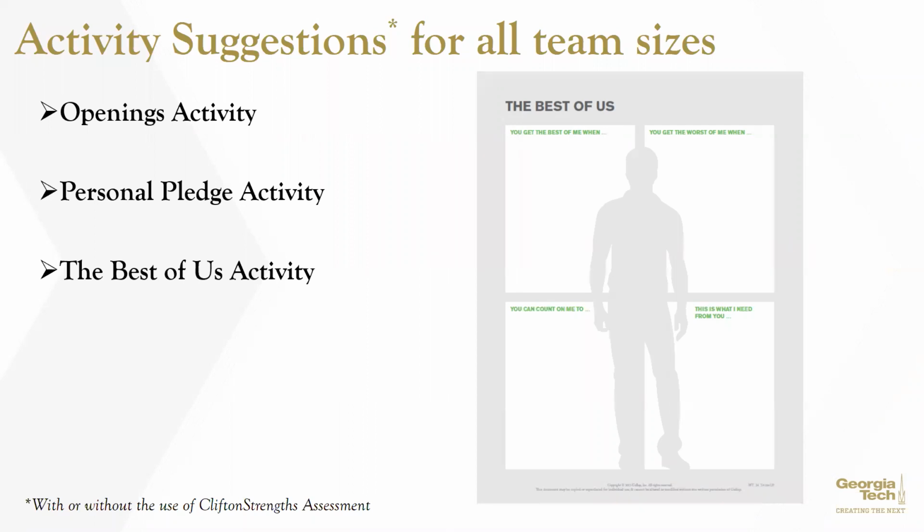It asks four simple questions. You get the best of me when? You get the worst of me when? You can count on me to, and this is what I need from you. And again, you don't have to use strengths language for this, but it gives them a little bit more to pull from to be able to answer these questions and articulate what it is that you're getting from me to add to this team.